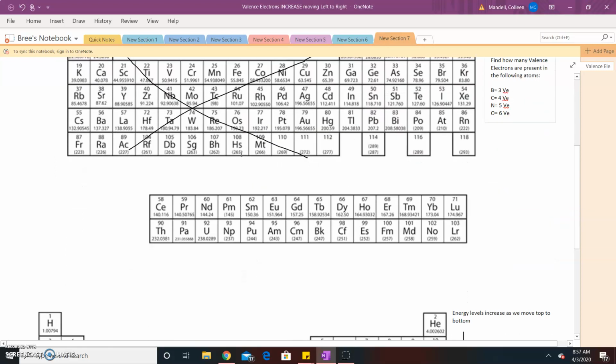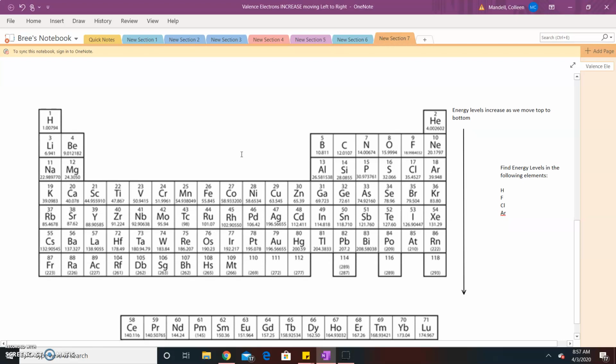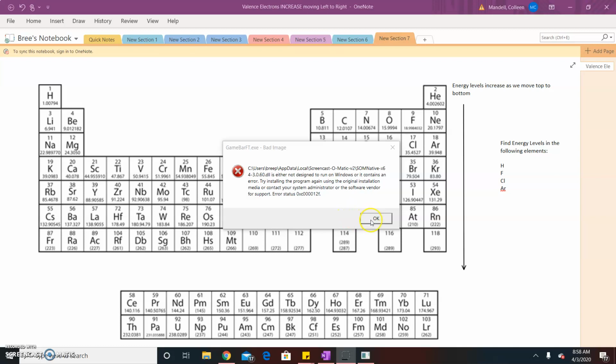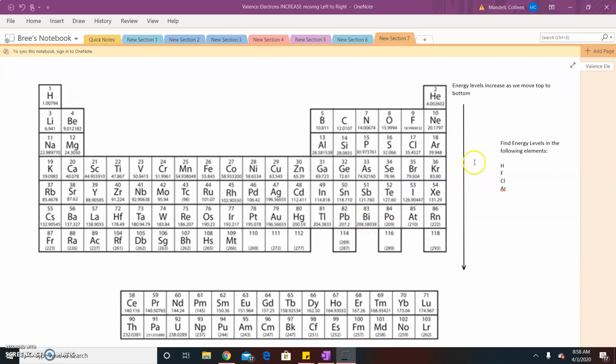So scrolling down, we're going to find energy levels now. Energy levels increase as we move top to bottom. So we start at the top. Sorry for the dogs barking there. But again, energy levels increase as we move top to bottom. So basically, everybody in this first row, this first period, remember periods are left to right. You put a period at the end of your sentence.